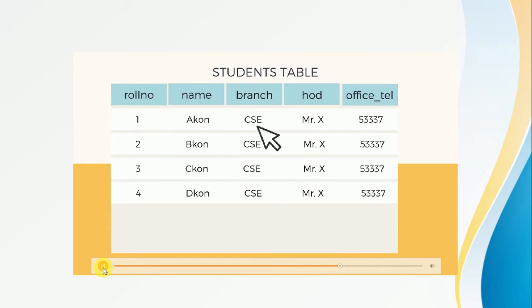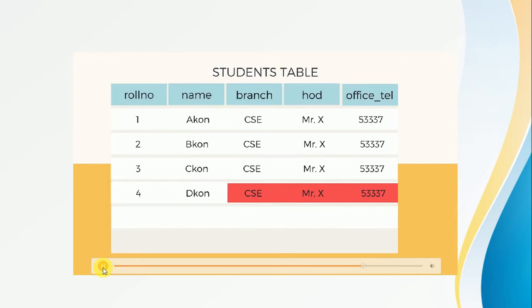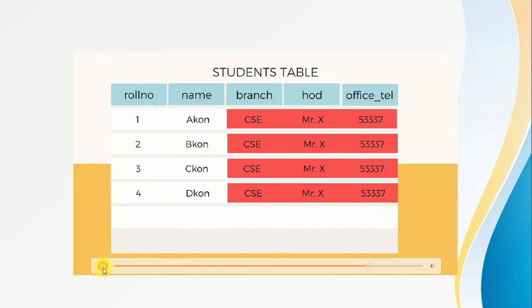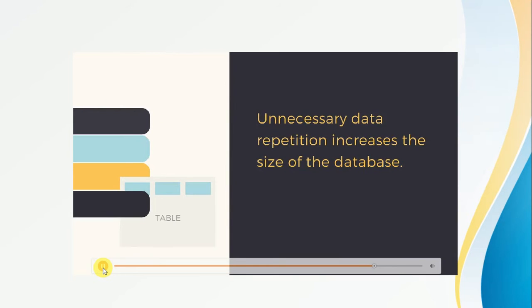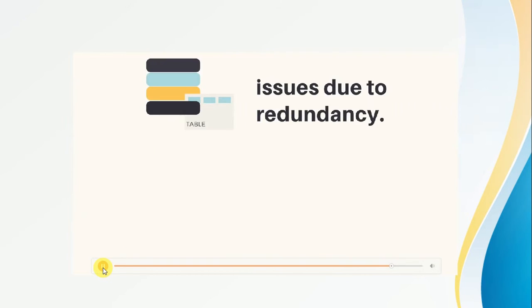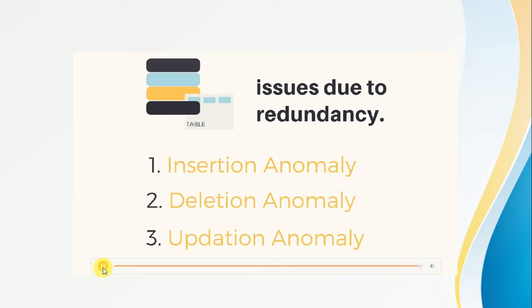Now in this case, the branch name, the HOD name and the telephone number are same for all the entries that we make. Whenever a new student entry is created, this entire information is repeated, and this is what is redundancy. Now this data redundancy not only increases the size of our DB unnecessarily, but it also leads to multiple other issues like we talked about. So let's see what these issues are. There are 3 main problems that data redundancy causes. These are the insertion anomaly, the deletion anomaly, and the updation anomaly.